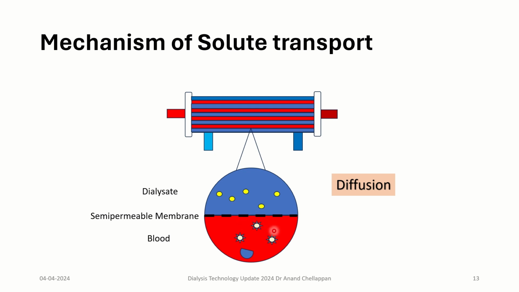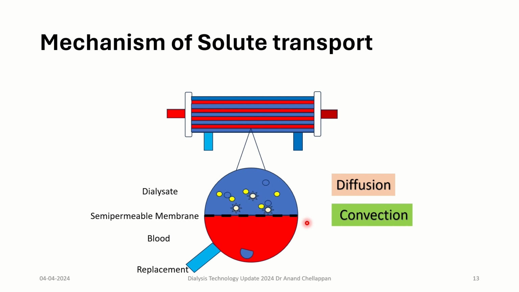So how should we get rid of them? Another way to get rid of the middle molecules is called convection. In convection, we add a replacement fluid to the blood compartment, and this replacement fluid drags along with it the middle molecules from the blood compartment to the opposite compartment across the semi-permeable membrane. This process is called convection or solvent drag, where the solvent is the replacement solution we have given. It drags along with it the middle molecules across the pores in the dialyzer.